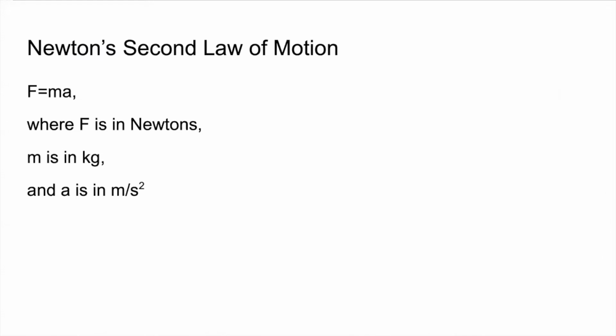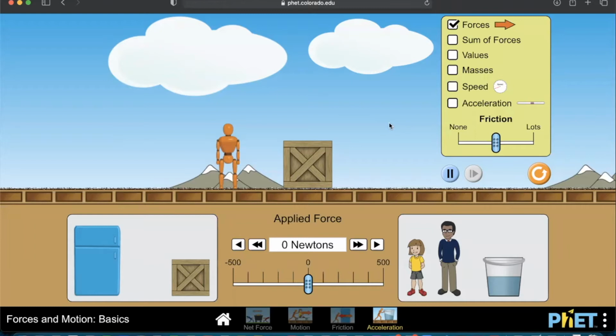Now on to Newton's second law of motion. It states that force is equal to mass times acceleration, and the units must be newtons for force, kilograms for mass, and meters per second squared for acceleration. We're going to use the same PhET simulation to see Newton's second law in action. So keep in mind that you can press this button to reset.